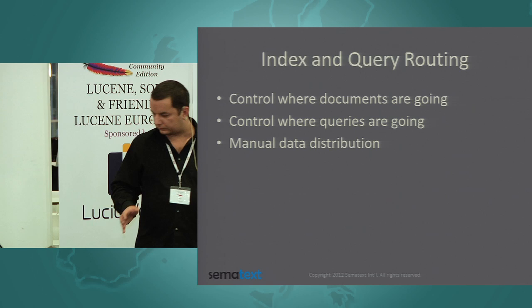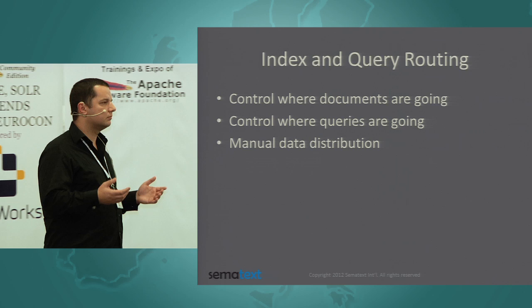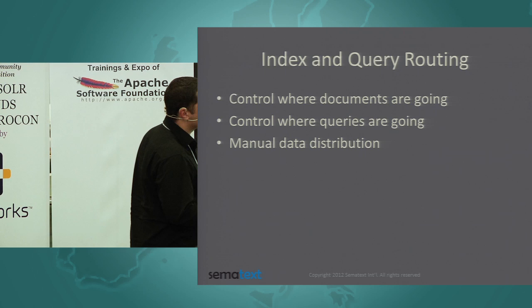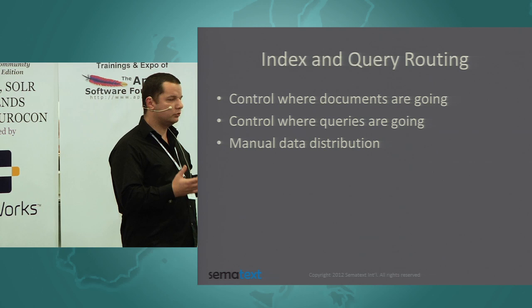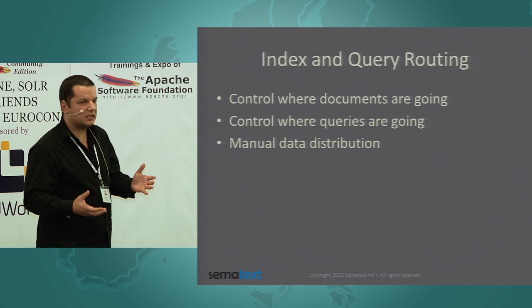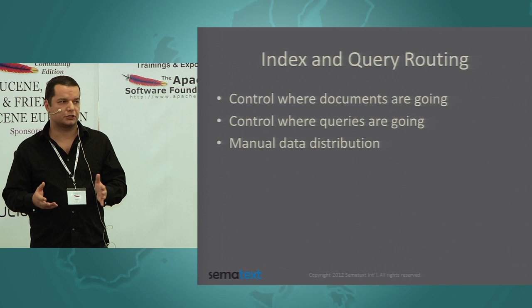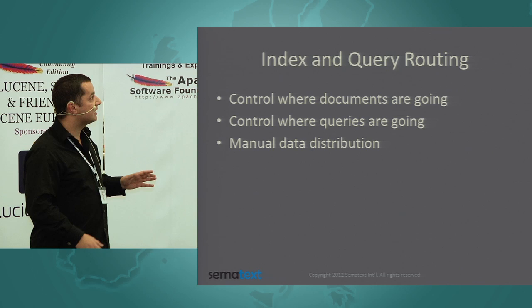However, sometimes, at least in my work as a consultant, our clients want to control how the indexing is done. By default, Elasticsearch and Solr distribute the documents between shards by hashing on the basis of the document ID. However, sometimes it's not enough.